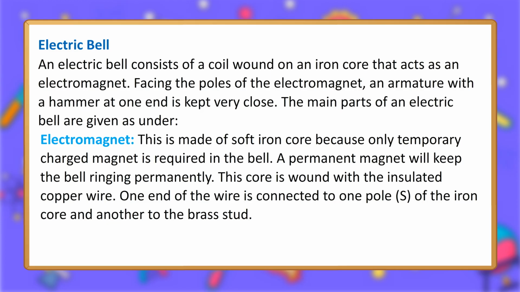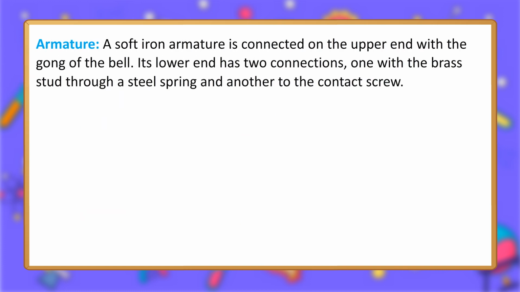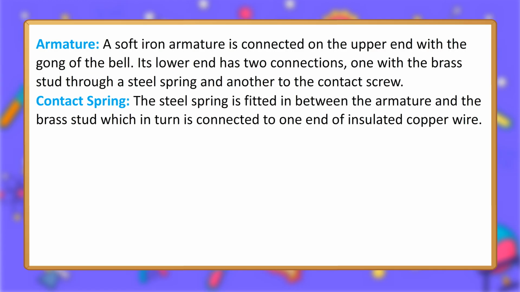One end of the wire is connected to one pole of the iron core and another to the brass stud. Armature. A soft iron armature is connected on the upper end with the gong of the bell. Its lower end has two connections, one with the brass stud through a steel spring and another to the contact screw. Contact spring. The steel spring is fitted in between the armature and the brass stud, which in turn is connected to one end of the insulated copper wire.